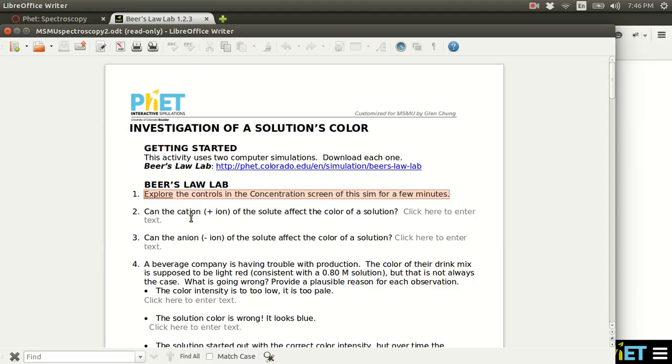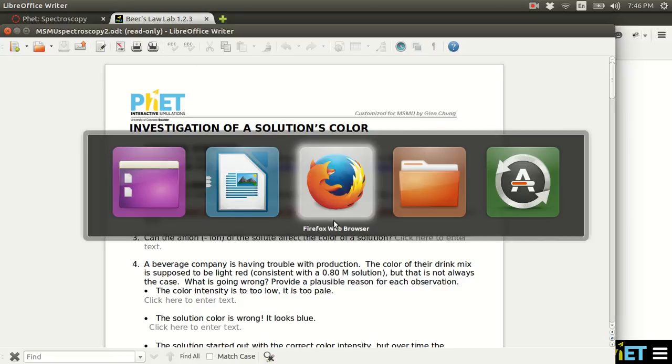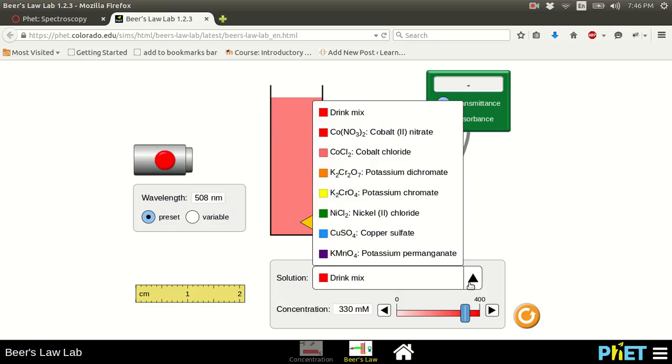And let me advance to number 2 here. Can the cation affect the color? Okay, how are you going to figure that out? Well, I just told you what cations were, just in case you forgot from the lecture portion of the course where you named compounds. Now, how are you going to figure out if cations can change the color? Well, I have a suggestion. Find 2 or more chemicals that have the same cation. For example, cobalt. Cobalt nitrate, cobalt chloride, they have the same cation, cobalt.